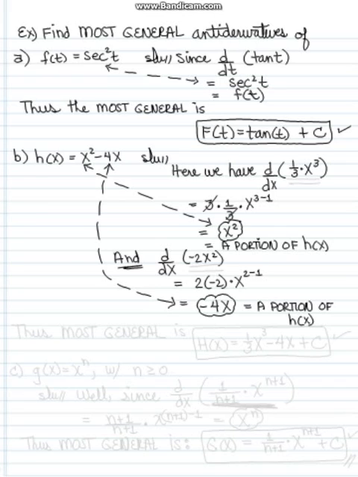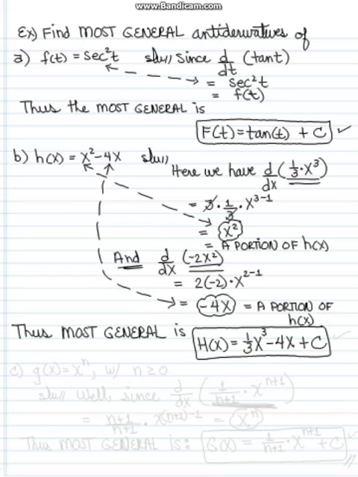The most general, and when we do the most general, don't forget the constant c. The most general antiderivative of little h of x is capital H of x equals the first term 1/3 x cubed minus the second term 4x plus our arbitrary constant c.